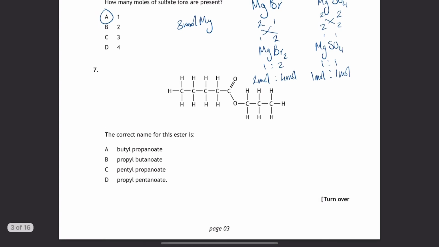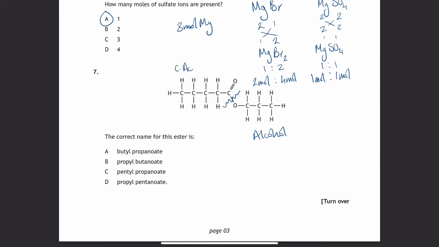Naming the ester. When you're naming an ester, it's always a good idea to find the ester link and put a squiggly line through the middle of it, where each side keeps an oxygen. The side with the single bonded oxygen is the alcohol, and that comes in the first prefix. The other side is the carboxylic acid, which makes up the second prefix.